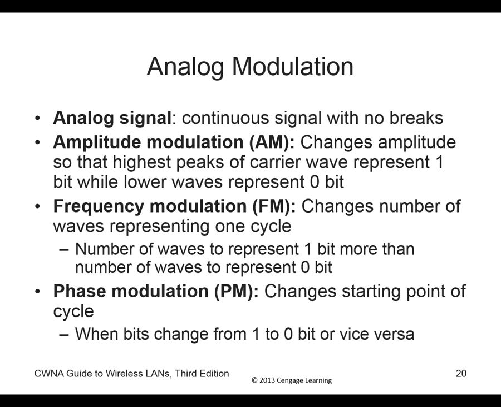Amplitude modulation changes the amplitude to the highest peak of the carrier wave. The carrier wave that I'm sending to Rick has the highest being a 1, the lowest being a 0. Frequency modulation changes the number of waves to represent a 1 bit more than the number of waves to represent a 0 bit. Okay? Phase modulation, all I do is change it to be in phase. So if it's a 1, it changes to a 0. That's all it does. Thoroughly confuse you? Yes. Modulation basically is controlled by whether you're using a 1 or a 0. Exactly. That's all it is.